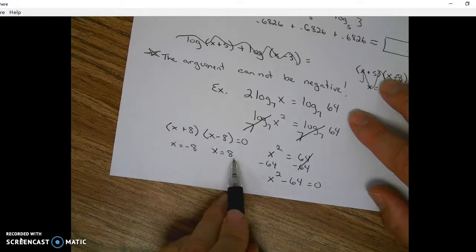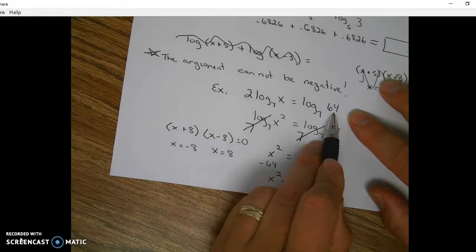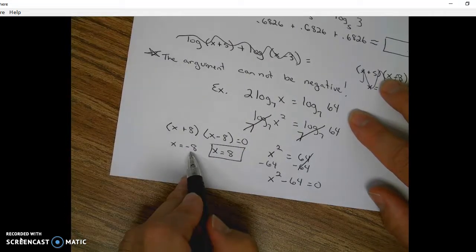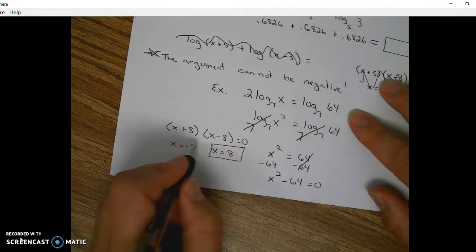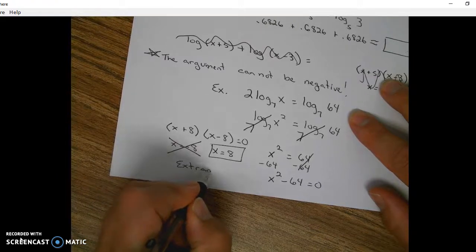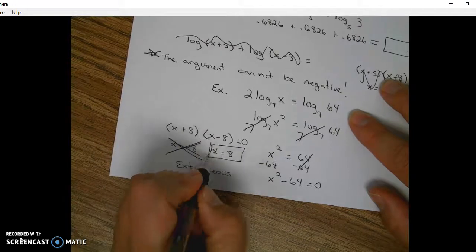So now when you plug it back in, the 8 goes in just fine. If you square the 8, you get 64. So that's a good answer. But here, remember the argument cannot be negative. So this is an extraneous solution. Extraneous. So we cross it out. So this is the solution.